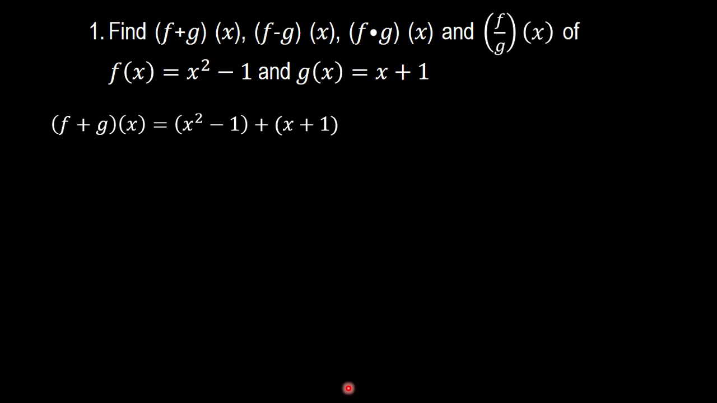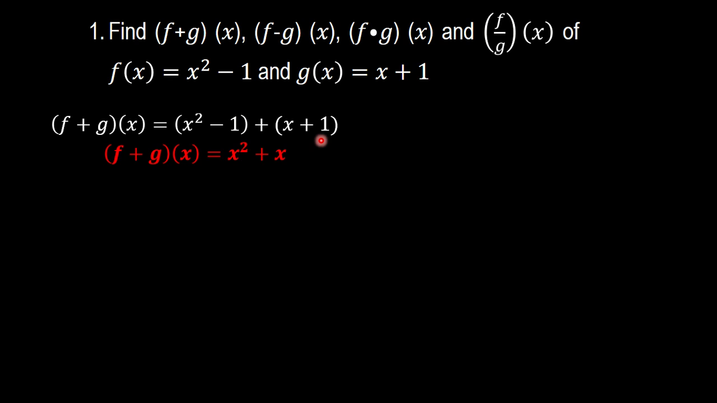So we have here x squared minus 1 plus x plus 1. If we simplify that, we'll have x squared plus x. As you notice, negative 1 plus 1 is 0. So the sum of the two functions is x squared plus x.